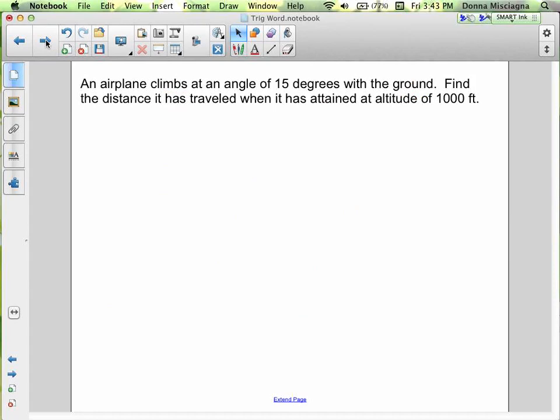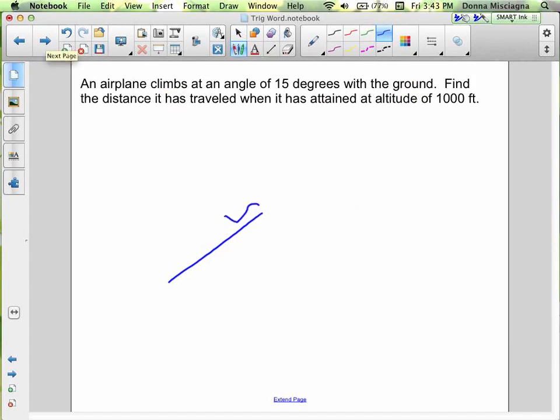An airplane climbs. Here's my airplane, climbing into the air. I drew this so beautifully in class today. Not as nice, but good enough. There's our plane climbing into the air, and we're looking at a triangle formed by our plane and the ground, and if we go straight down, the triangle formed by the plane and the ground.